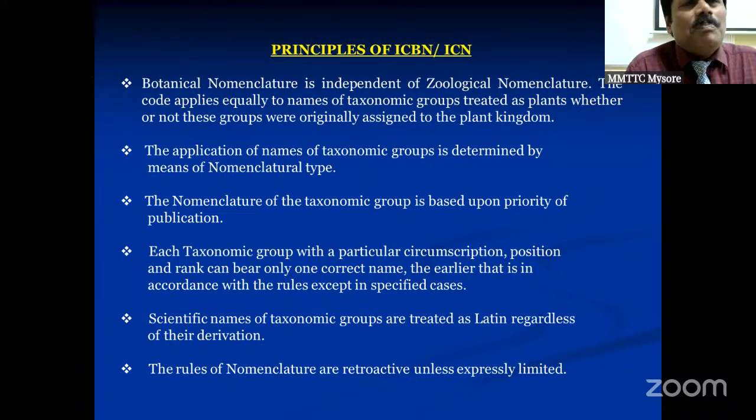The fourth principle, a very important one: each taxonomic group with a particular circumscription, position and rank can bear only one correct name. Circumscription means restriction. This is applicable to any rank, whether it may be order, class or family; it must contain only one correct name, in accordance with the rules, except in specified cases where it is inevitable. One example I want to give you is Thea chinensis, the tea plant. It was first cited in Assam, but at that time there was no continent, no existence of India because of the king's rule. They knew only China rather than India. So they gave the misnomer chinensis, but it was cited in the Assam region.